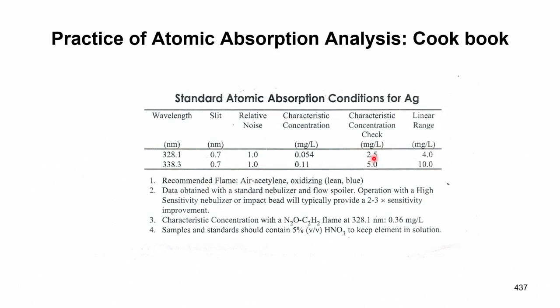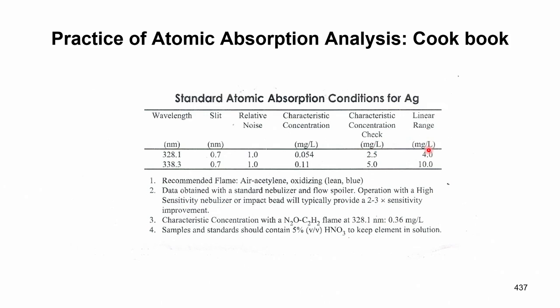then you should get an absorbance of about 2.5 multiplied by 0.05, that is about 0.1 absorbance. So, you multiply the characteristic concentration check value by this, and if everything is all right, your solution is all right, your sample is all right, your standards are all right, your instrument setting is all right, your hollow cathode lamp is all right, your gas is all right, you should get about 0.1 absorbance for 2.5 ppm of silver.